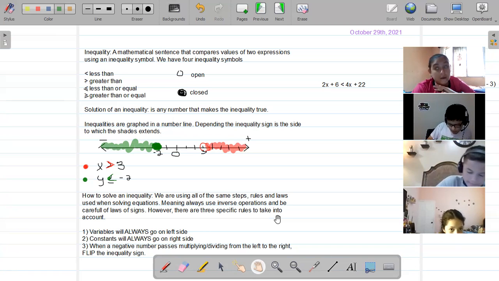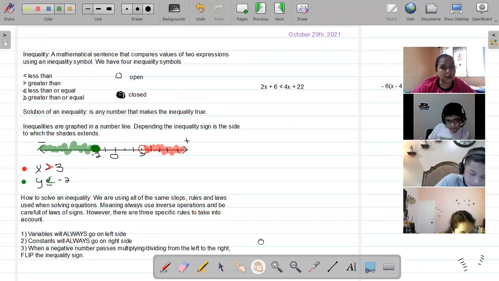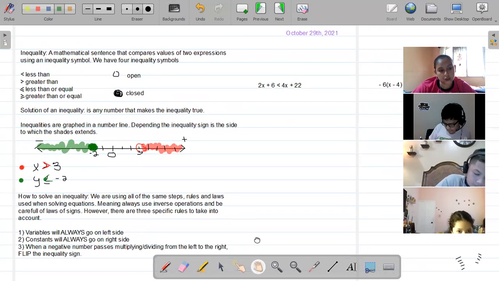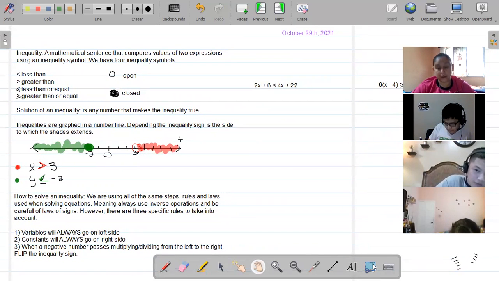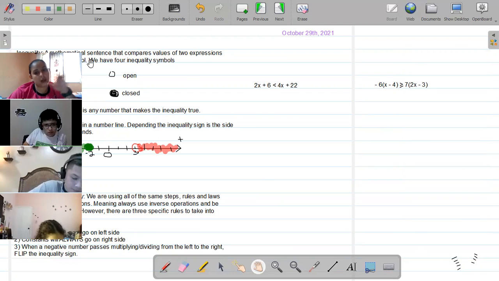Then the third rule is one of the most important rules when we're solving inequalities. When a negative number passes multiplying or dividing from the left to the right, we will flip or reverse the inequality sign. That's what we're going to do. We're going to reverse the inequality sign. Now I'm going to move you to the other side of my screen, and we're going to solve these 2 inequalities. Before we do so, I just want you to remember with emojis.